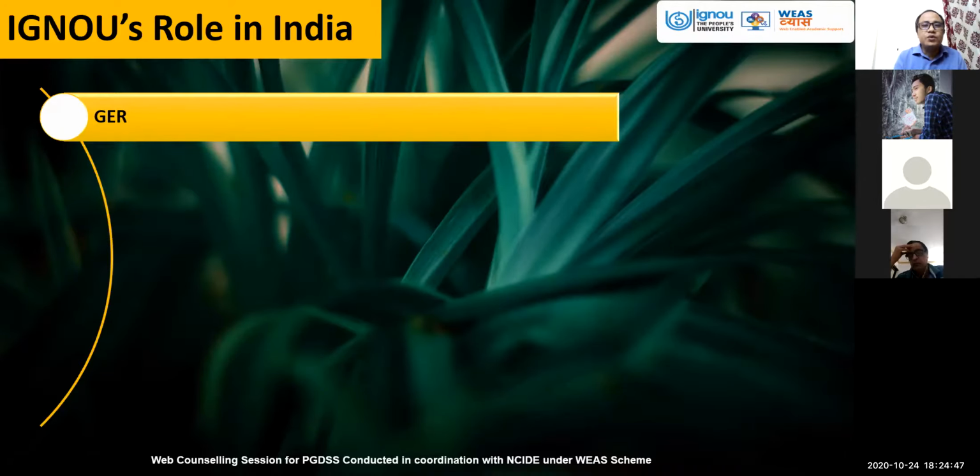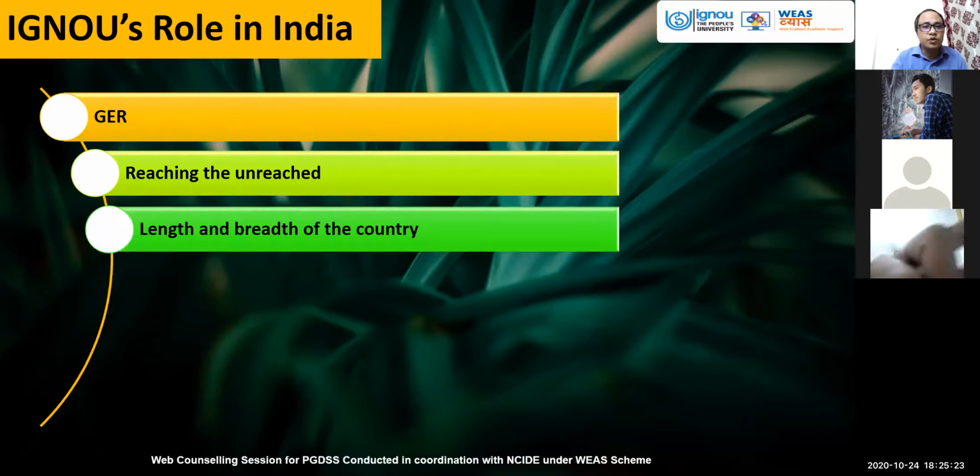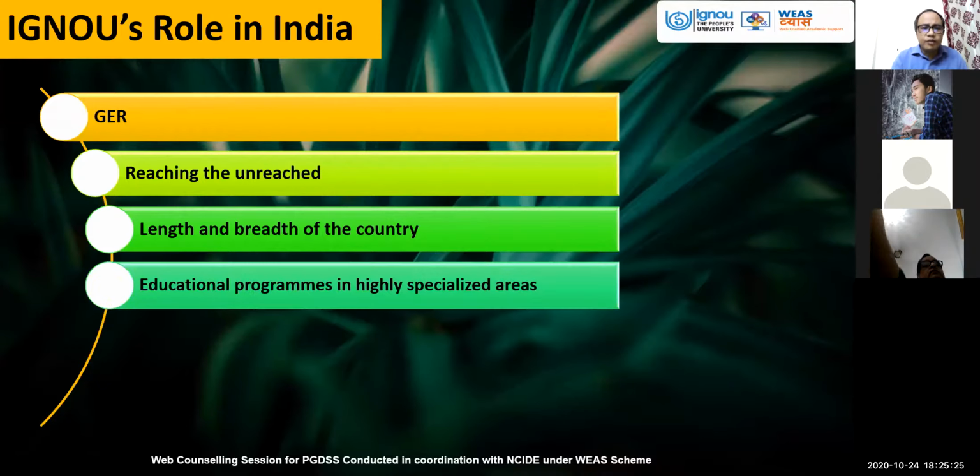IGNOU is a national open university. We are taking a major role in the gross enrollment ratio, even reaching the unreached. When you talk about reaching the unreached, it is not only about geographical reach. It is also about those people whom conventional education systems are not able to reach because of some barriers. We are giving education and reaching them also, in the length and breadth of the country.